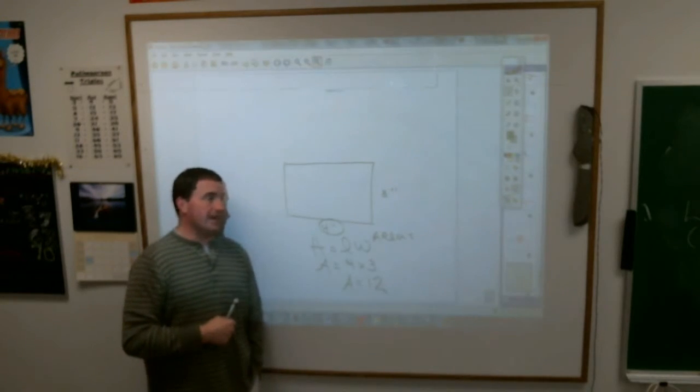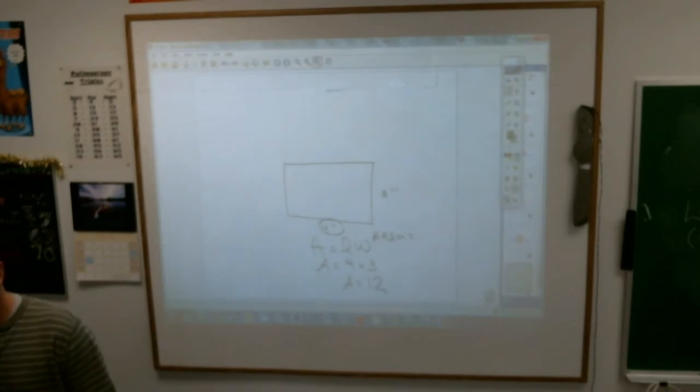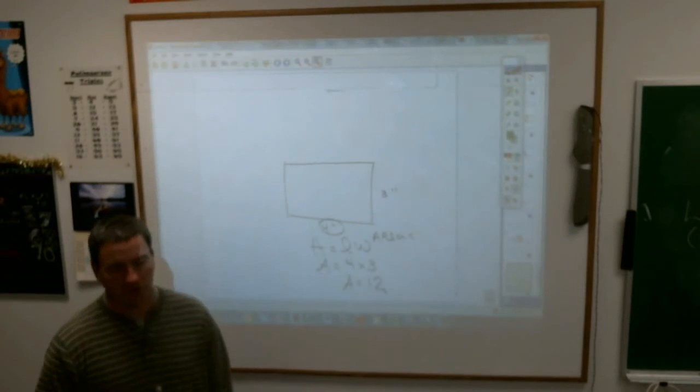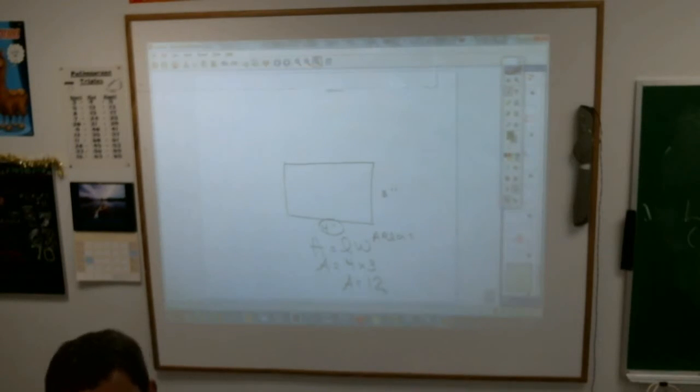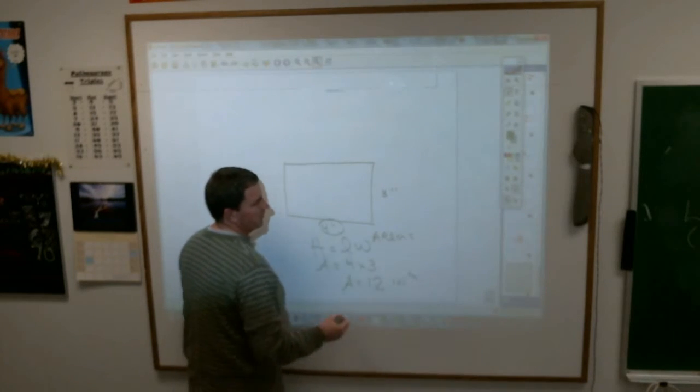The area of that is not 12. If you told me the area of that's 12, I'd say you're wrong. The area of that is, Brianna? Nope, 12 inches is a ruler. The area of that is, Isabel? 12 square inches. Or you can just write it as 12 inches squared.